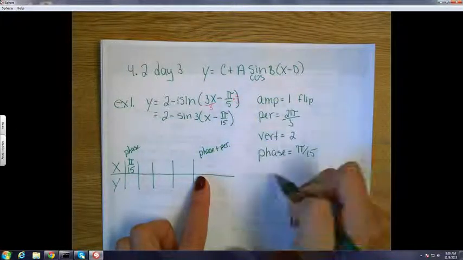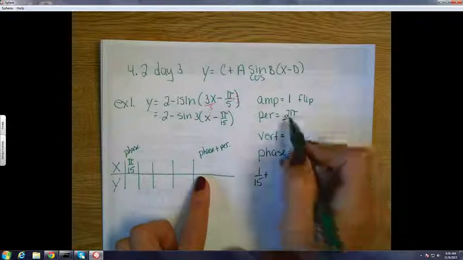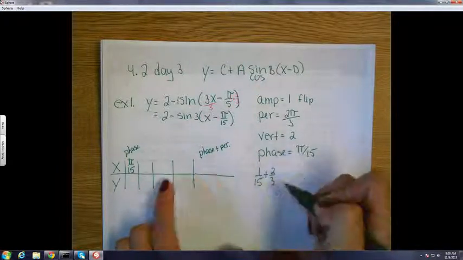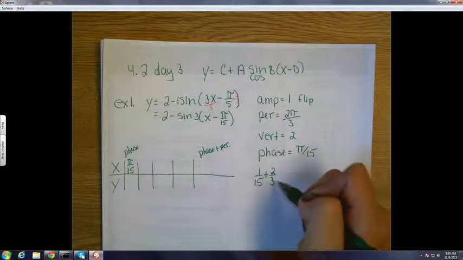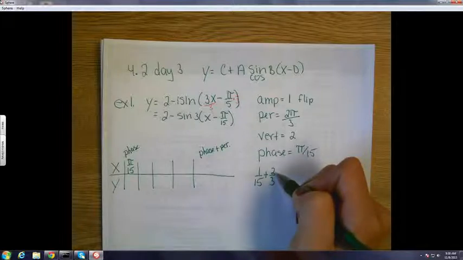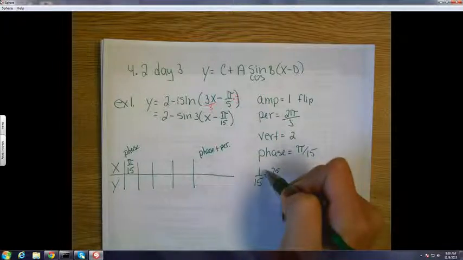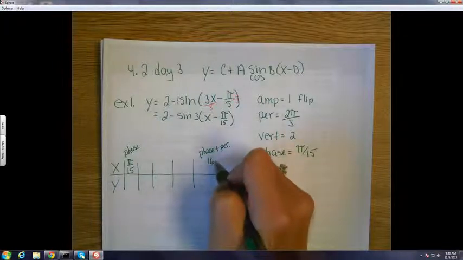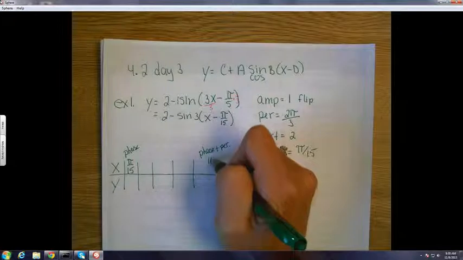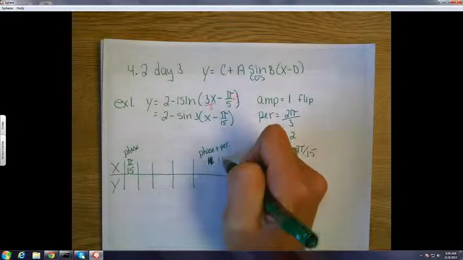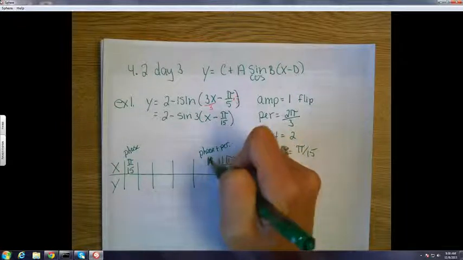So that would be off to the side. Phase is 1/15. Period is 2/3. You get yourself a common denominator. What's this going to turn into? We multiply by 5 and by 5. That'll give me a 10. 16 over 15? No, what? Oh, 10, 11. 11. I don't know where I got 16 from. 11. My bad. 11 pi over 15. Okay.